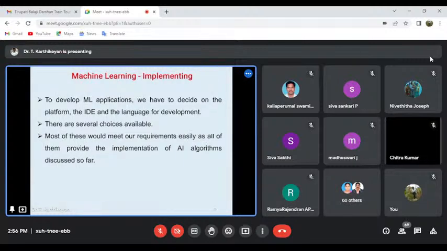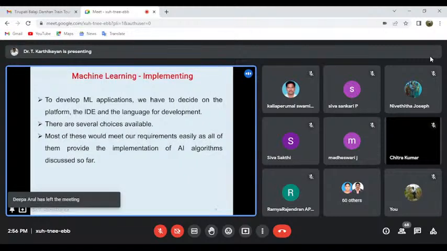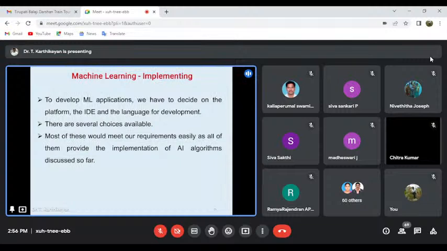The next one is IDE. As I said, IDE means integrated development environment. So which IDE are we going to use? This would depend on your familiarity with the existing IDE and your comfort level. Whichever IDE we are already using, we have to check whether it is compatible with machine learning. Otherwise, we can select the nearest one and have our IDE based on that.